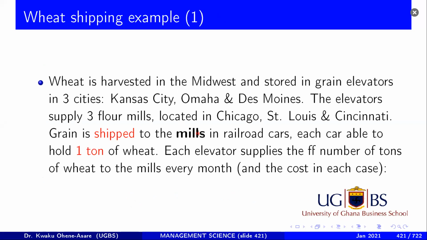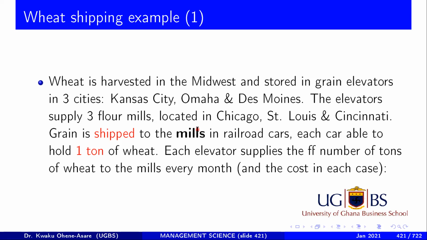Okay, let's take a typical example. This is a real life typical example. It will help you. So let's read it. We are going to answer this question as a way of understanding everything. Wheat is harvested in the Midwest. It's stored in grain elevators in 3 cities: Kansas City, Omaha, and Des Moines. I don't know how you pronounce that word carefully, but you can shorten it and just say it here.